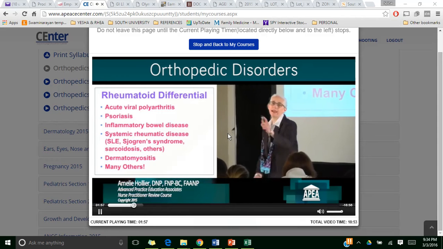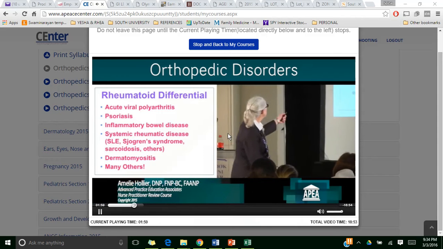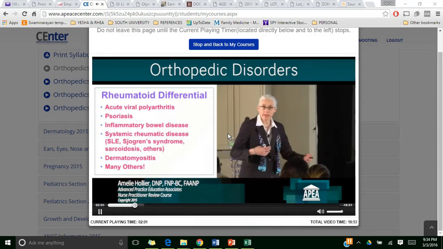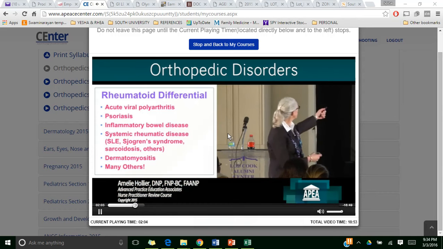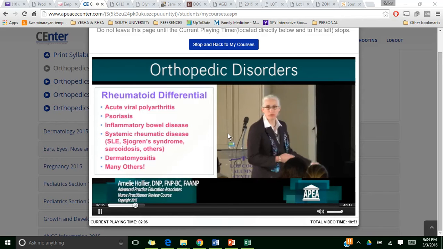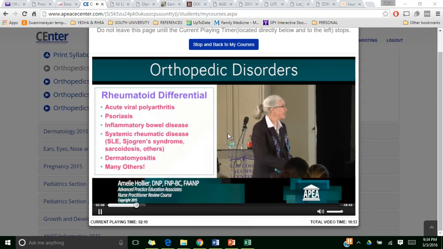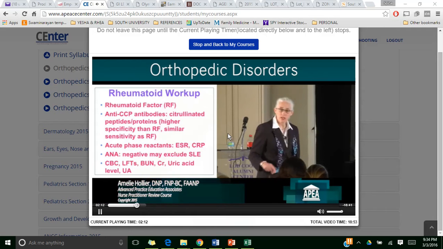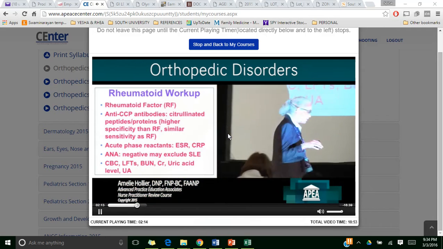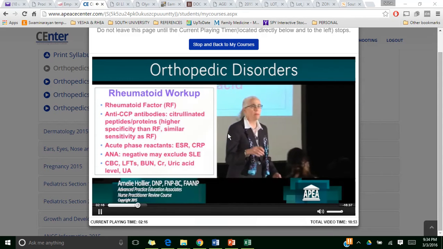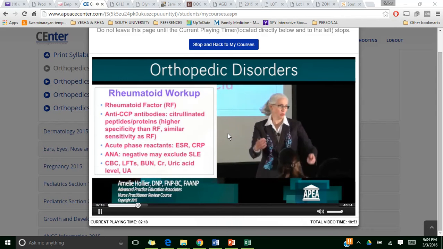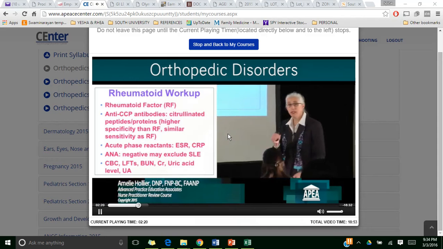You're going to get a rheumatoid factor, but here's the trouble. Everybody with rheumatoid arthritis doesn't have a positive RF, and some people who don't have rheumatoid arthritis have a positive one. So that's not a confirmatory test. As part of your workup, we typically get these anti-CCP antibodies. That might indicate rheumatoid arthritis if they're positive.